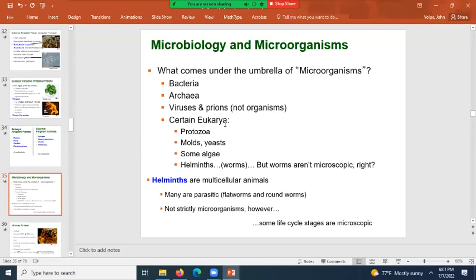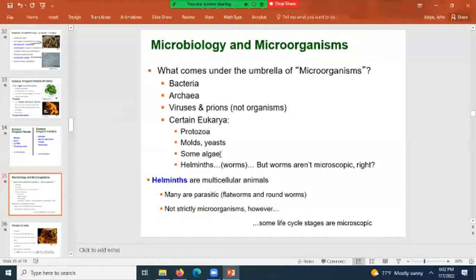Some of the eukarya are also a microorganism. All of the members of protozoa are a microbe. Some of the molds and some of the yeast, actually all of the yeast, are microbes. Okay? If they're single celled, they are a microbe. Some of the algae are also microbes. If they're single celled algae, they are a microbe.